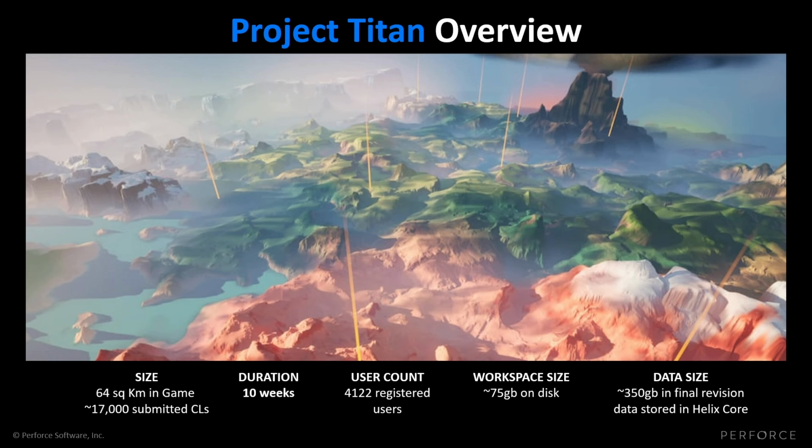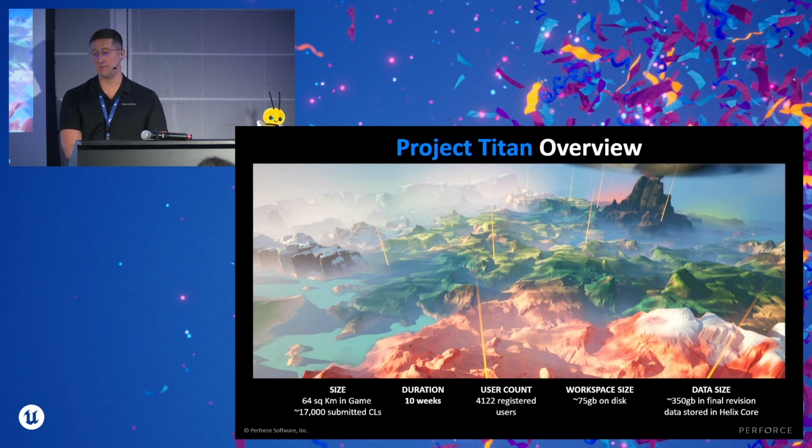So it was a very large project, and it was really fun to get to be a part of and work on. At the end of everything, Project Titan was about 75 gigs on disk in your local workspace when you pulled everything down. And all of our revisions up in the Helix Core server were about 350 gigabytes from everything that had been pushed. Over that 10-week period, we had about 17,000 changelists that came in from users all over. So if you were part of it, thank you. It was a lot of fun to do.